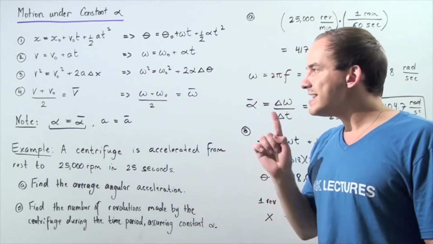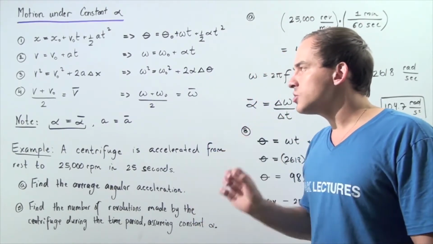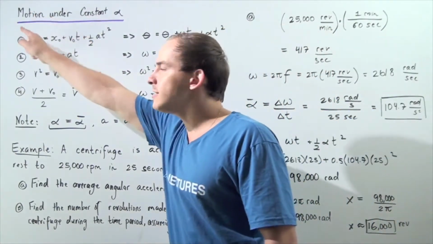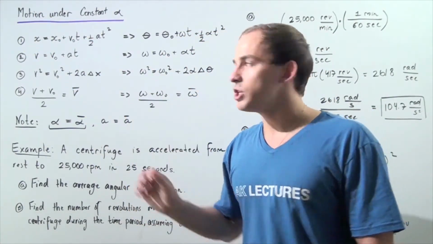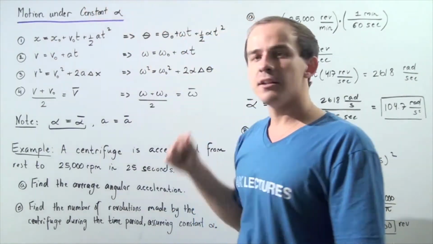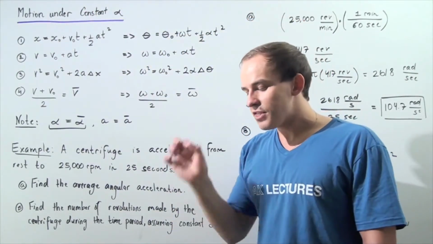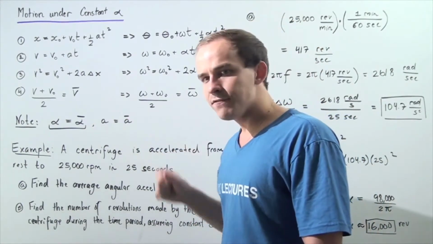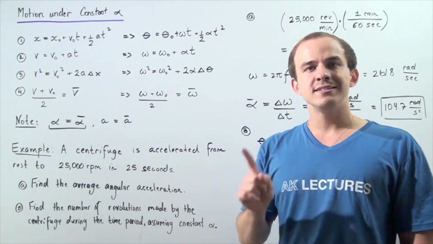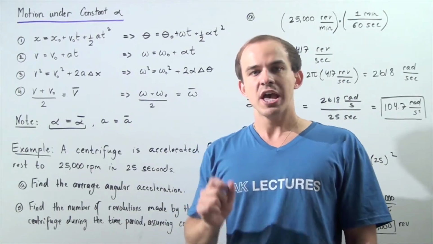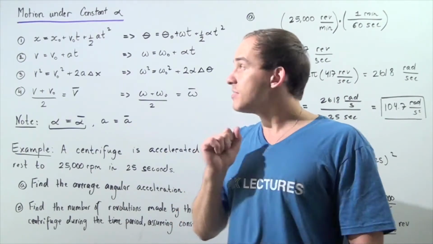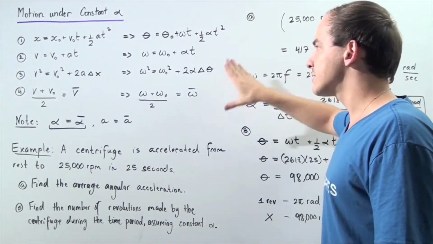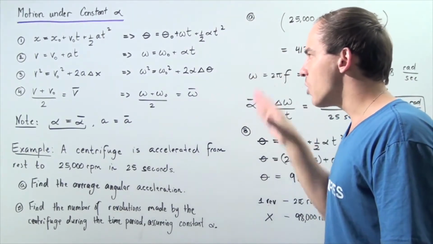Now, in a very analogous way, we can also derive 4 kinematics equations for angular or rotational motion under constant angular acceleration. So, if the angular acceleration is constant, that means the average angular acceleration is equal to the instantaneous angular acceleration. And that means we can obtain the following 4 kinematics equations for angular motion.